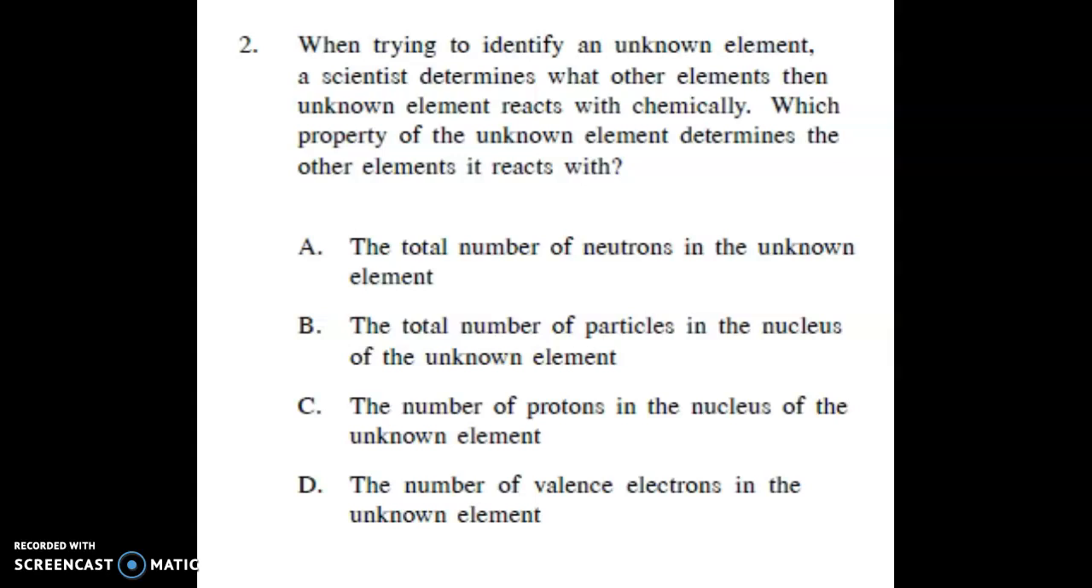Question 2. When trying to identify an unknown element, a scientist determines what other elements the unknown element reacts with chemically. Which property of the unknown element determines the other elements it reacts with? A. The total number of neutrons in the unknown element. B. The total number of particles in the nucleus of the unknown element. C. The number of protons in the nucleus of the unknown element. Or D. The number of valence electrons in the unknown element.